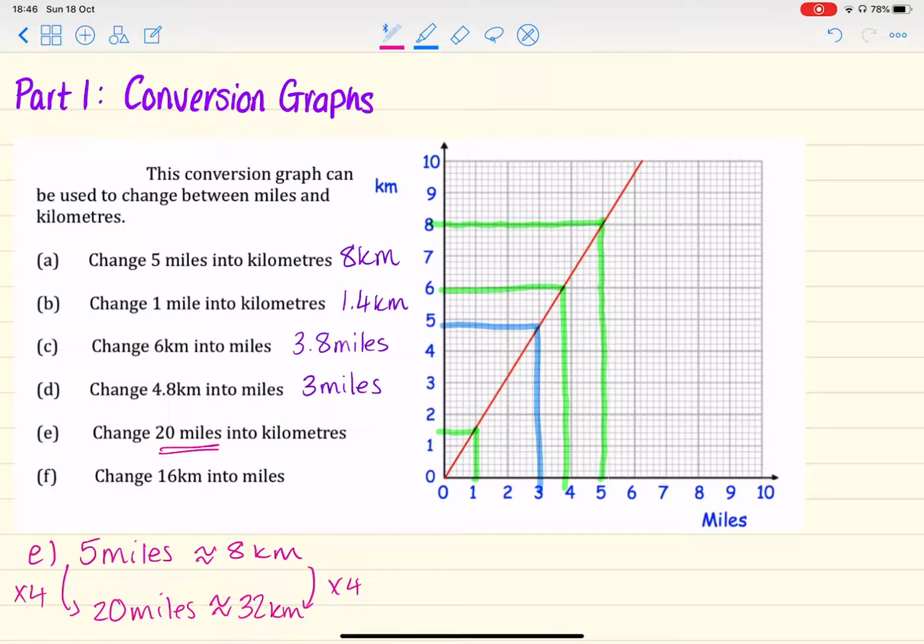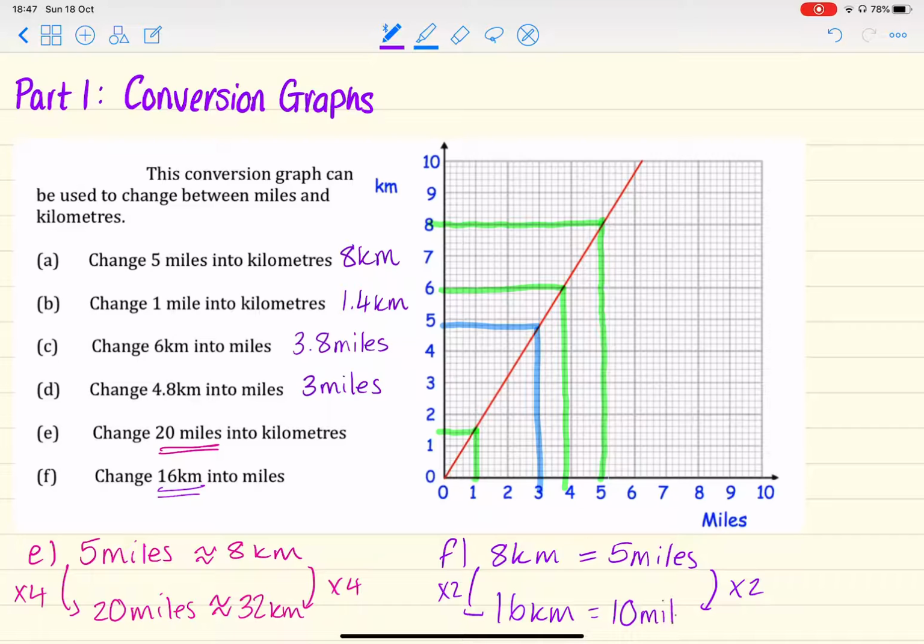Similarly, with F, I want 16 kilometres. I haven't worked that one out, but I have worked out 8 kilometres. Back to that initial fact. I know that 8 kilometres is equivalent to 5 miles. That was the first thing we did. I know there are 2 lots of 8 in 16. So there are going to be 2 lots of 5 in the miles equivalent. So it'll give me 10. That's how you use a conversion graph to tell you a value it may not show.